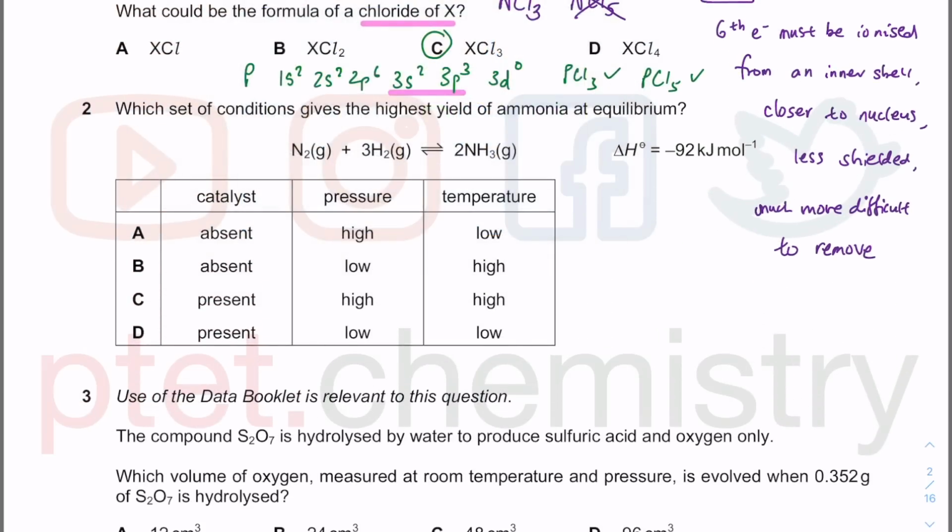Question number 2, we're looking at the highest yield of ammonia. Ammonia is your product on the right-hand side. You want the equilibrium yield to be the highest. So Haber process is a well-known process. You know that the forward reaction is exothermic. So we're looking at Le Chatelier's principle. Le Chatelier's principle says that for a system in equilibrium, if you introduce a change to the system, the equilibrium will try to oppose the change so that it will return back to equilibrium.